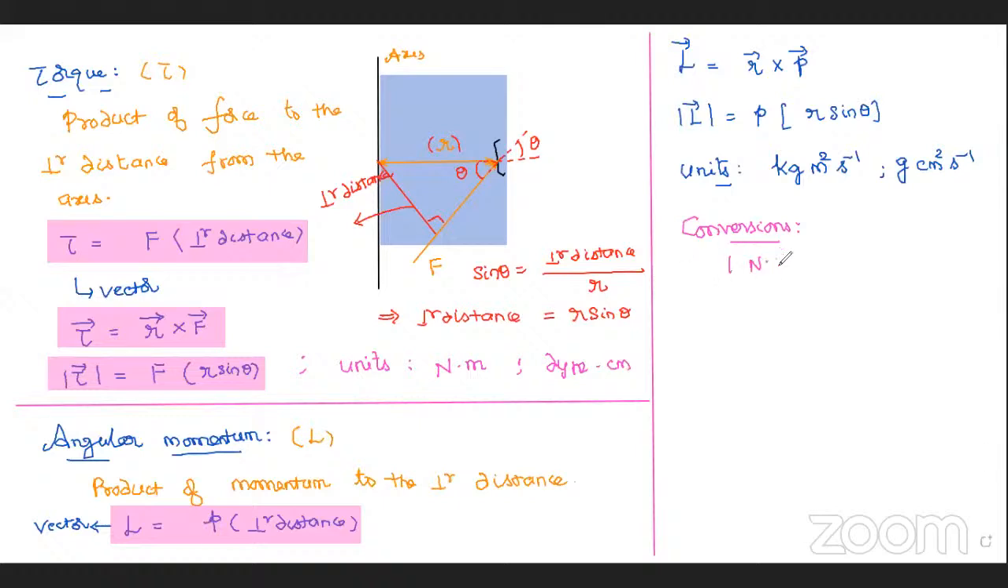1 Newton meter is exactly equal to a joule. Yeah, 10 power 5. 1 joule is equal to how many ergs? Not Newton. One, now it is correct.